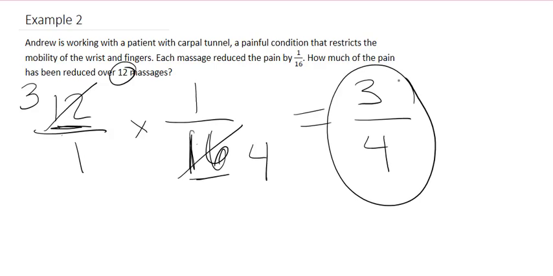Now remember, you can turn a whole number into a fraction by putting it over the number 1. Then you can multiply the two numbers together.